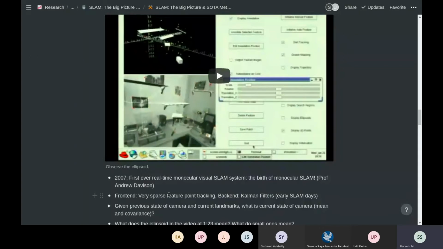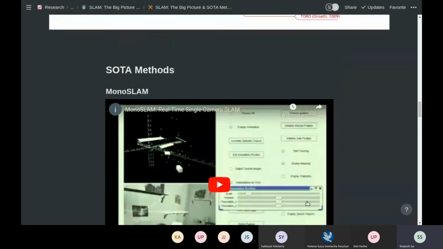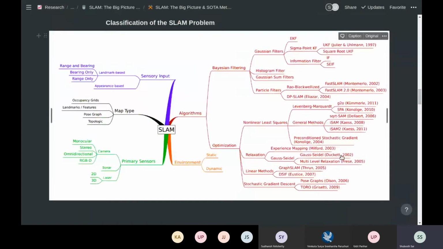And then these were the early SLAM days, as Udit has just explained. You can see the years here. In the early SLAM days, EKF, Kalman filters and filtering methods were used. Eventually, we have not covered particle filters, but around 2000 to 2005 particle filters were used. And right now, graph-based methods are the most popular: G2O, iSAM, GTSAM. There is a lot of work being done even now. So this is the most recent set of methods.